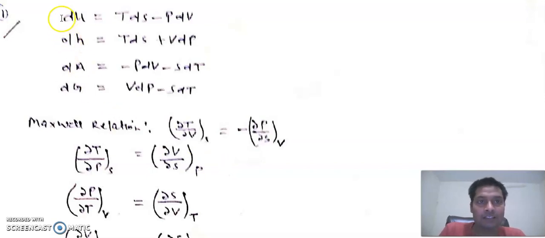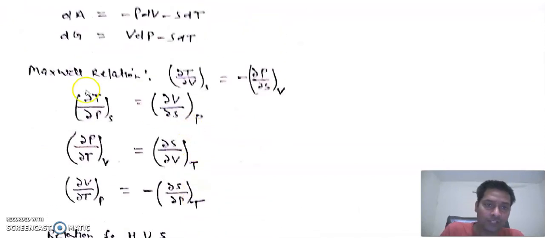In our previous class, we derived these four equations to calculate the internal energy, enthalpy, delta A and delta G functions. And with the help of these four equations, we derived four Maxwell equations. These are very useful equations to simplify many thermodynamic relationships.